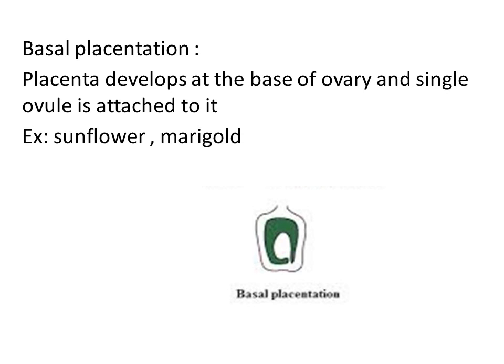What do you mean by marginal placentation? In marginal placentation, the placenta is located towards the ventral suture of the ovary, forming a ridge, and to the ventral suture of the ovary all the seeds are attached in 2 rows. Such a condition is called marginal placentation. The example is pea.